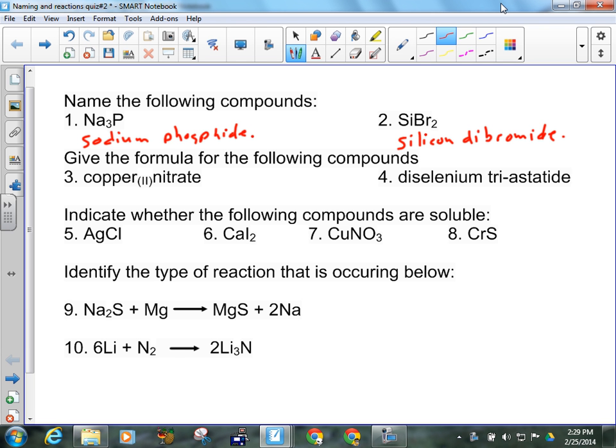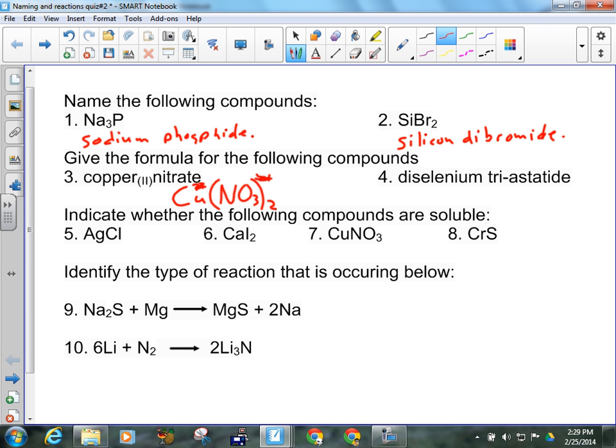Okay, for number 3, we've got an ionic compound, and with ionic compounds we have to swap and drop. That's what the Roman numeral 2 tells us. It tells us that copper is a 2+, and it is combined with nitrate. That is NO3, and it has a charge of -1. So when we drop and swap, we end up with Cu(NO3)2, with a 2 outside the brackets.